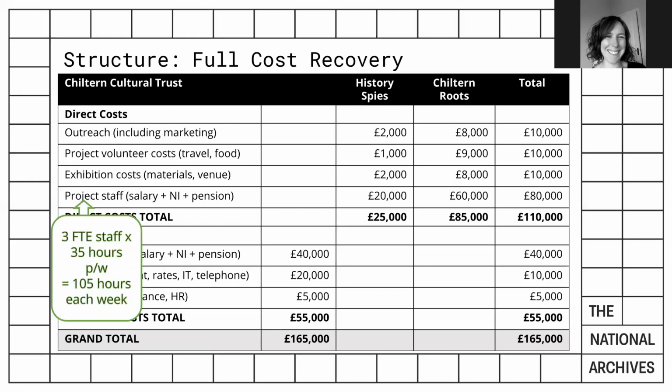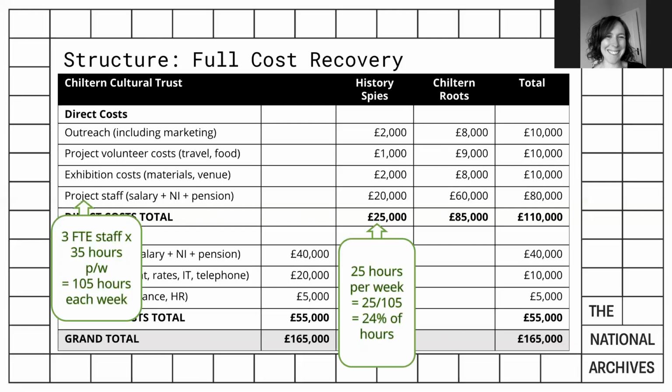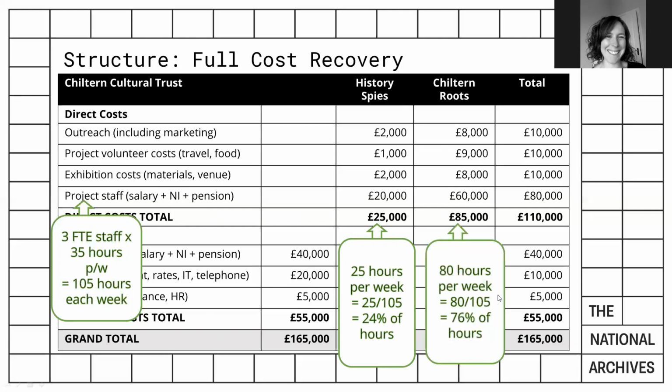And we're going to do that by identifying a cost driver to decide how to apportion these. Now, the cost driver, and I'll explain a bit more what I mean by cost driver in a moment, that we're going to use in this example is full-time staff. You can see from this project that we have 3 full-time staff working for CCT, doing 35 hours a week. So there's 105 hours of staff time in a week. On average, CCT have got 25 hours of staff time being delivered in History Spies, and they have a further 80 hours a week being delivered on Chiltern Roots. So that's how the 105 breaks down.